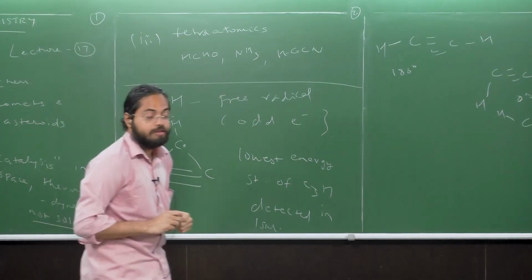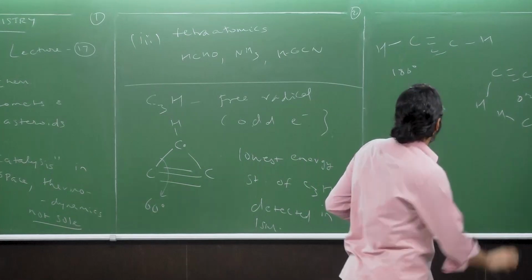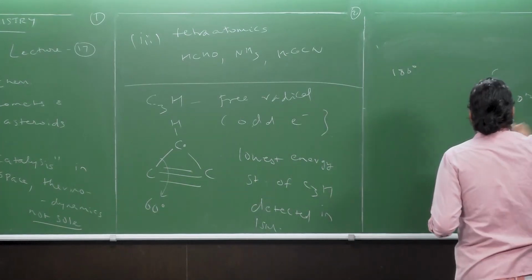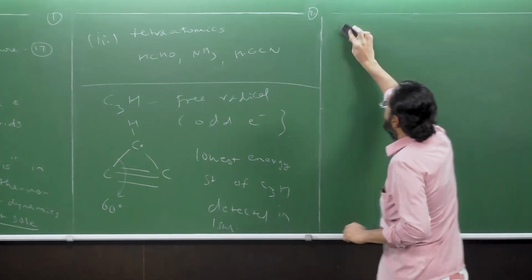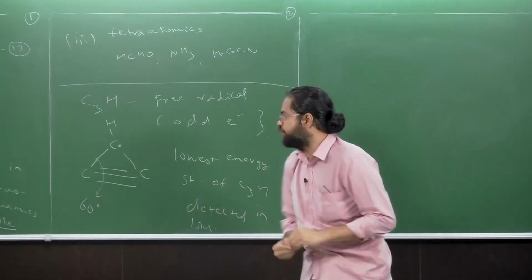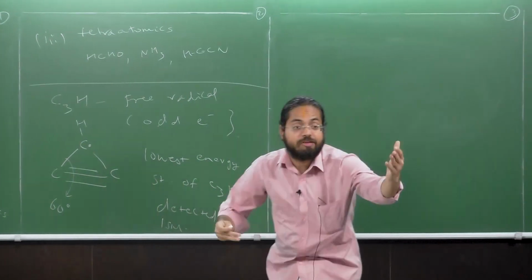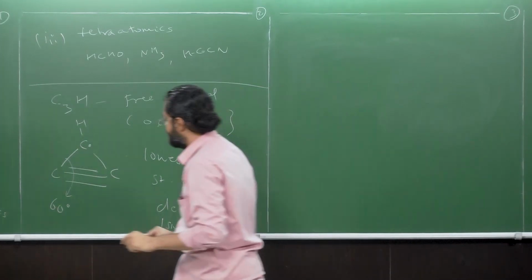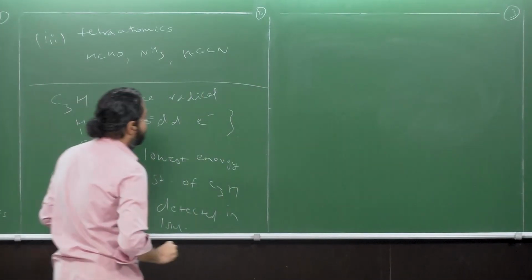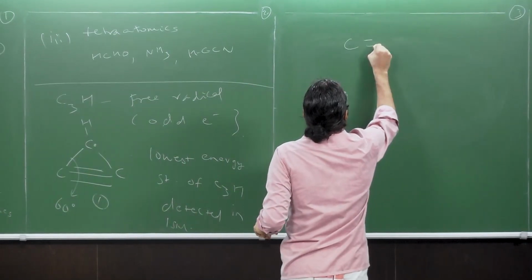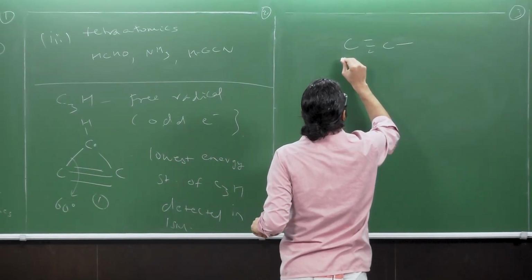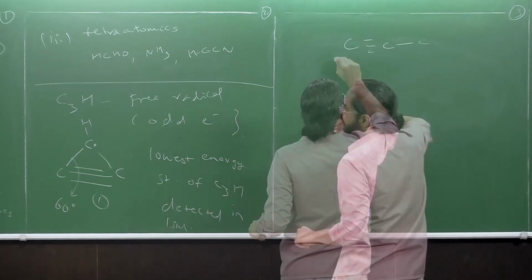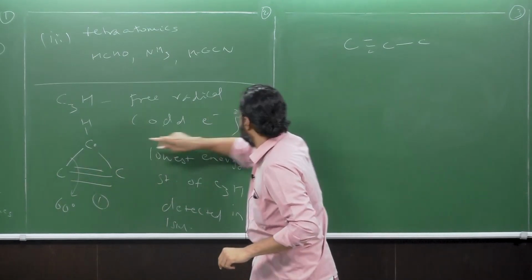But hey, this is not the only structure assigned. It turns out that this molecule has other isomers also, all of which have been detected in space. That is the key point. Now, let's call this structure 1, which is the lowest energy structure. So there are going to be how many? 3 carbons and 1 hydrogen, right?